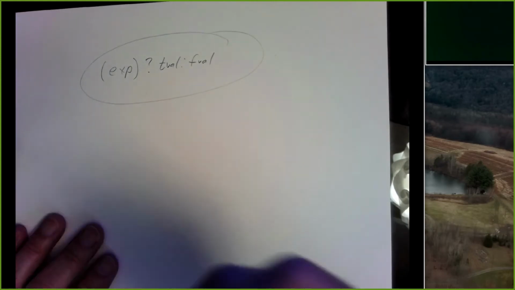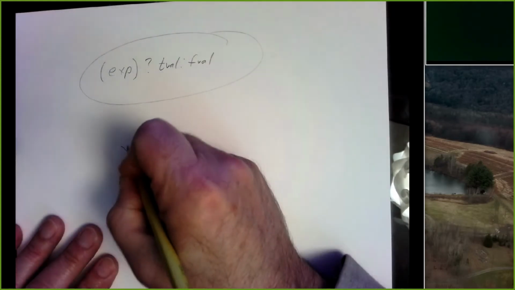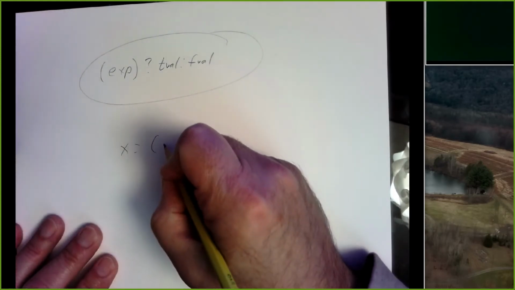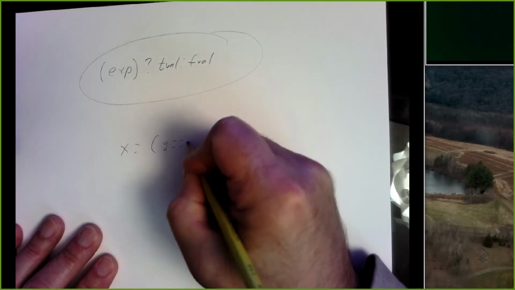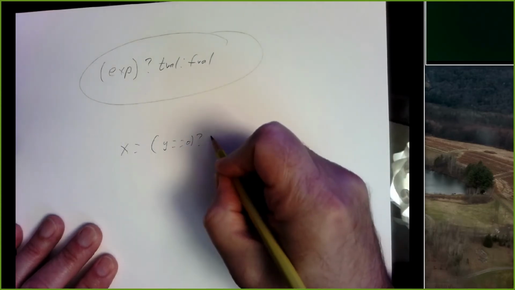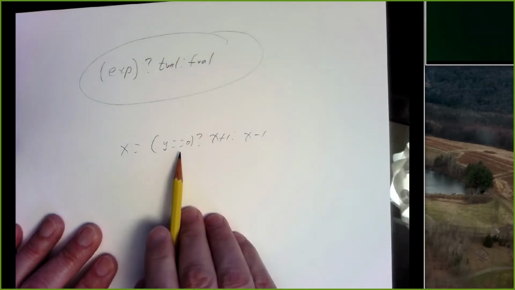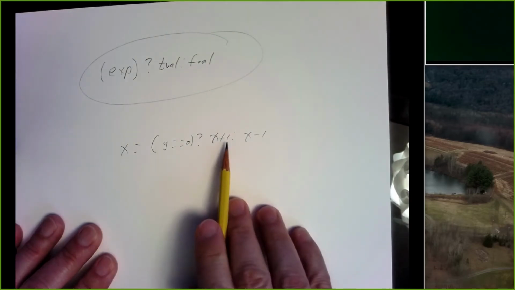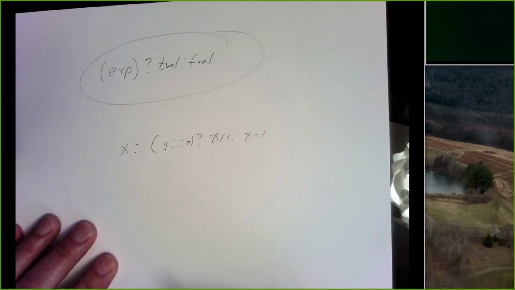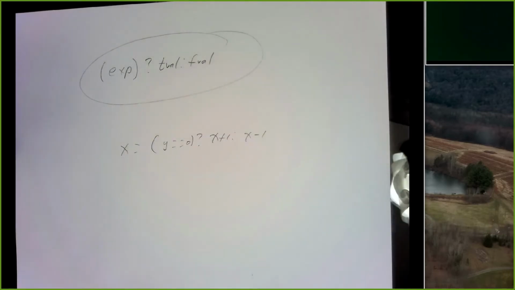But it's typically x equals, y equals 0, question mark, x plus 1 colon x minus 1. So if y is equal to 0, x equals x plus 1, else x equals x minus 1. This would be a shorthand way of doing it.